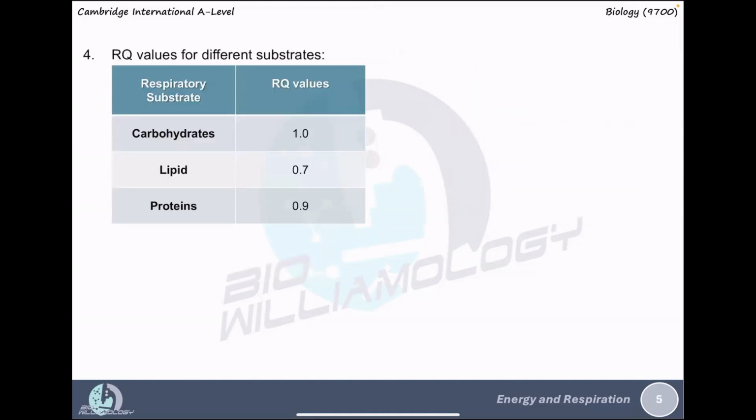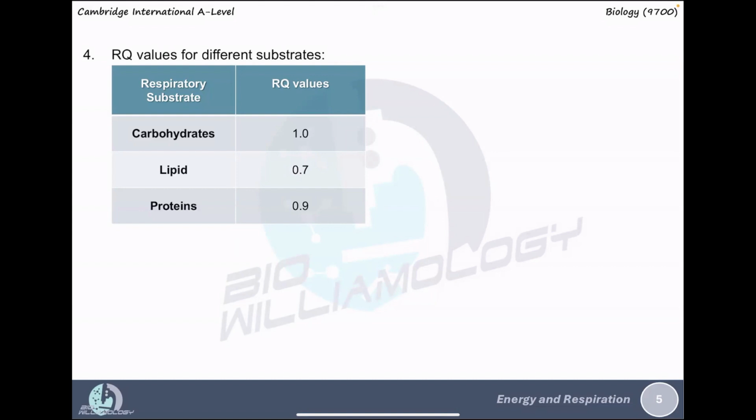The RQ value can help us to determine the type of respiratory substrate used by the organism to carry out respiration. So in this table, we must remember the values. The RQ value when carbohydrate is used as a respiratory substrate is 1.0, lipids 0.7, and protein 0.9. But when we carry out the experiment, we may not be able to get the exact value 1.0, 0.7, or 0.9. We may get in between.